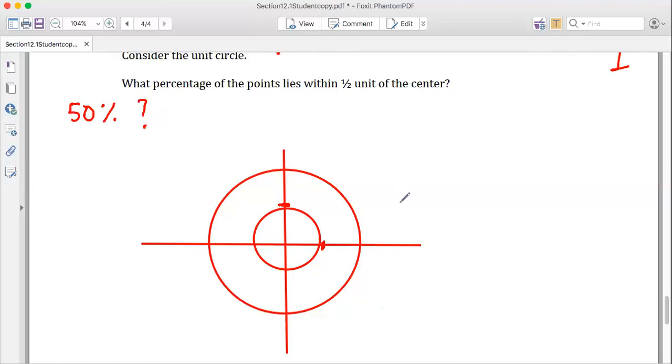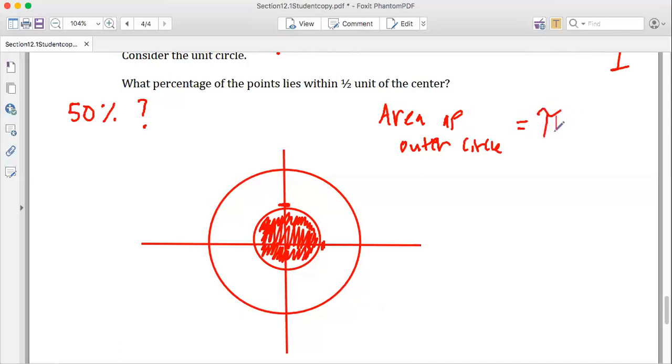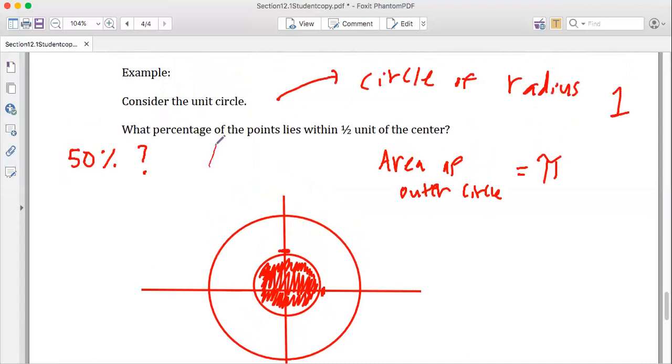But my question is, do you believe that to be the case? Let's find out. The way that I can actually determine this is by using areas. I want to know, inside this circle, 1/2 unit from the center, what percentage of the points lie in there relative to the entire circle outside? And we can find this out by using areas. So what's the area of the outer circle? Well, what's the area of a circle in general? Remember, that's pi times r squared. So the area A for a circle is pi r squared.